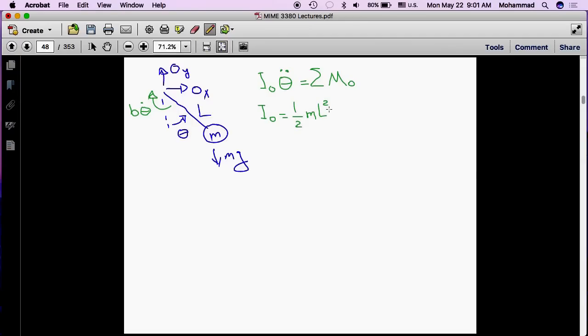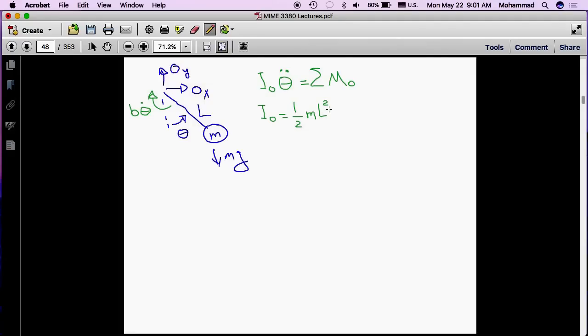Did you say 1/2 ml squared? So it's 1/2 ml squared. That's the moment of inertia of mass m about point O. Essentially, that captures how difficult it is to move the mass. The more mass you have, the more force you need to create acceleration. The same information is here. It tells you how difficult it is to rotate this mass about point O.